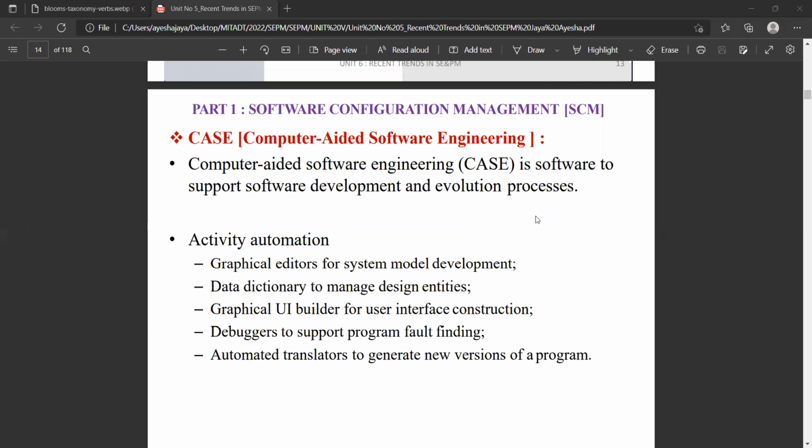We already discussed in our previous session the various parts in recent trends: part 1, part 2, part 3. In the previous session we discussed part 1, SCM, and this is a continuation of that. Under software configuration management, today our main highlight is on CASE, that is computer aided software engineering.